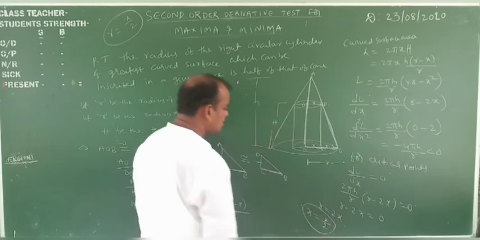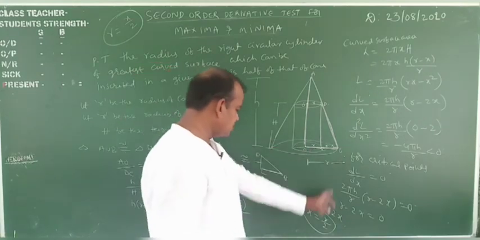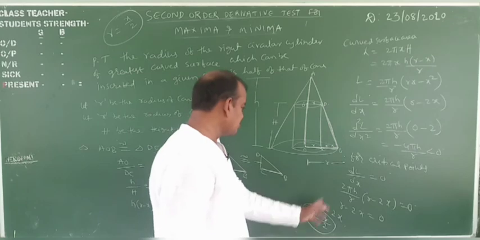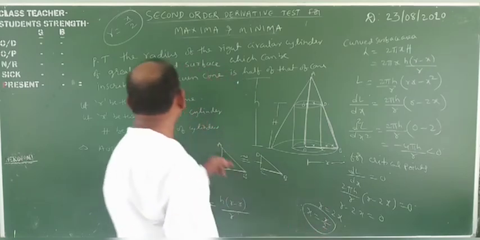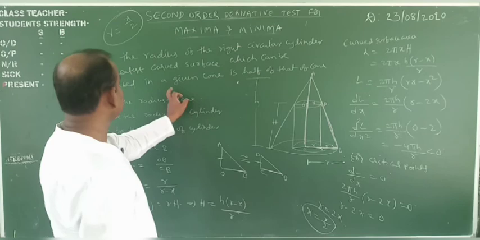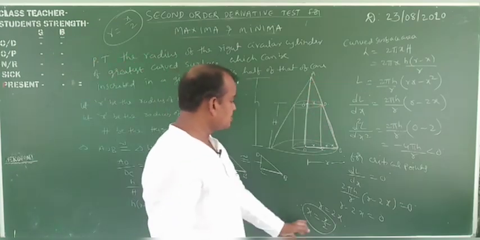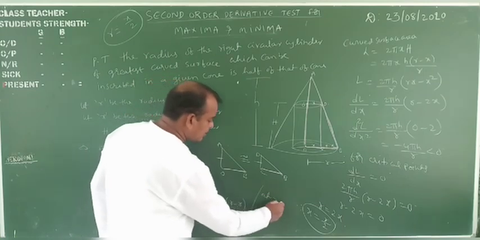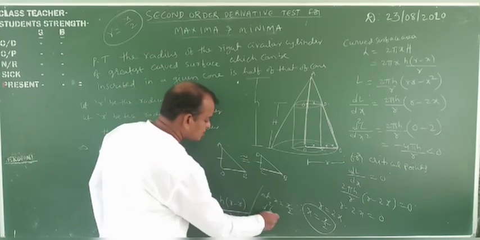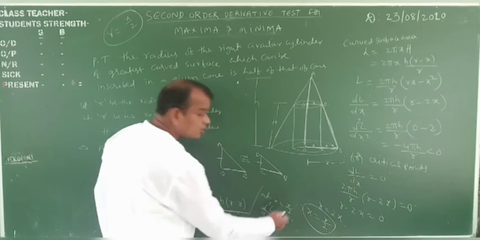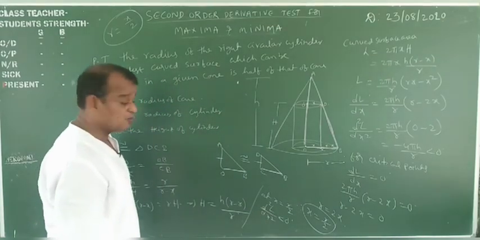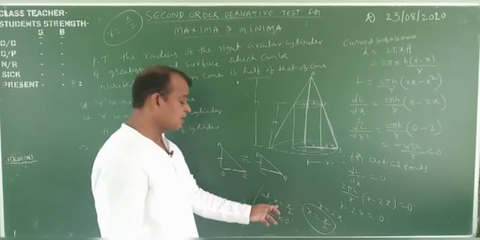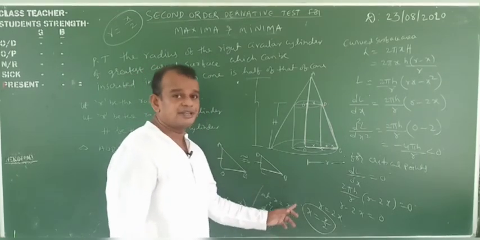What is x? The radius of the cylinder is equal to half of the radius of the cone. Clearly, the radius of the right circular cylinder is half of that of the cone. At x equal to R by 2, the second order derivative d square L by dx square is less than 0. Therefore, the curved surface area is maximum at x equal to R by 2, and the radius of the cylinder is half the radius of the cone.